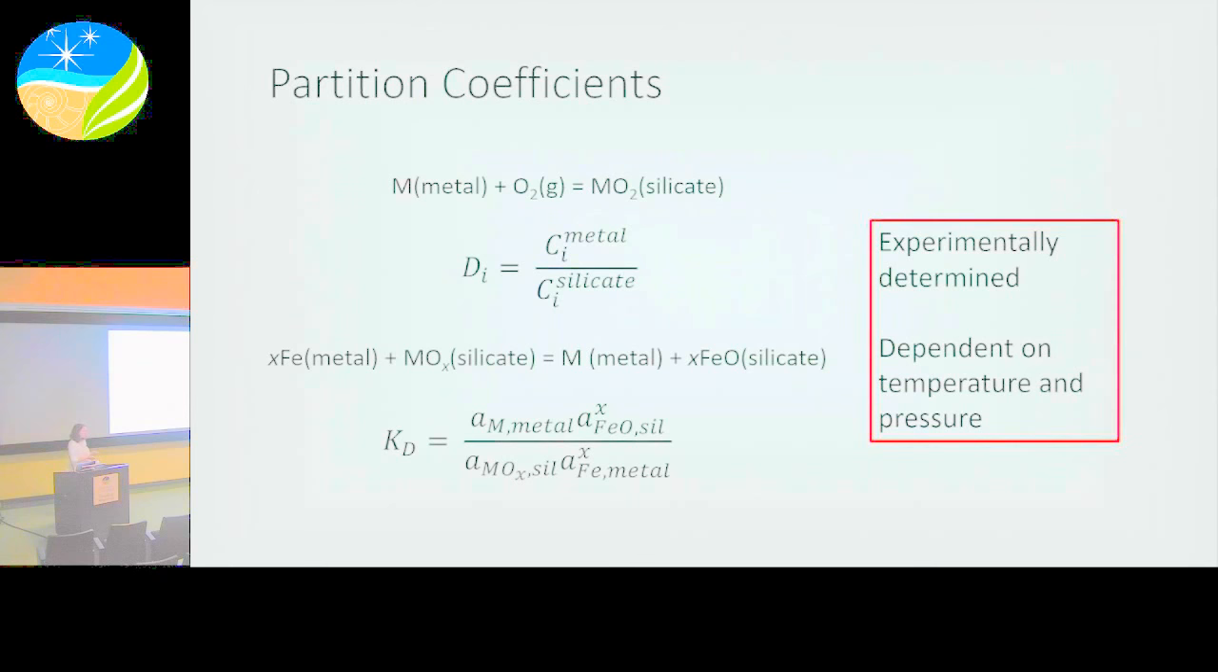This is a simple schematic for what a partition coefficient is. This is the Nernst coefficient, where we have the relative abundance of an element in the metallic phase relative to the abundance in a coexisting silicate phase, shown by this schematic equation. We have the metal reacting with oxygen.